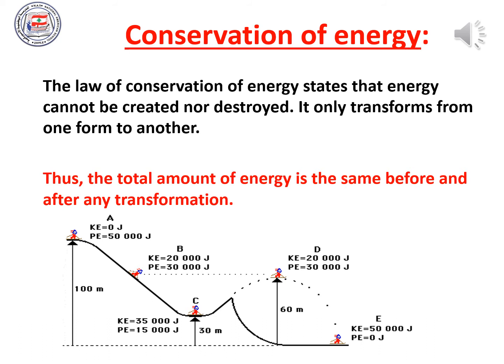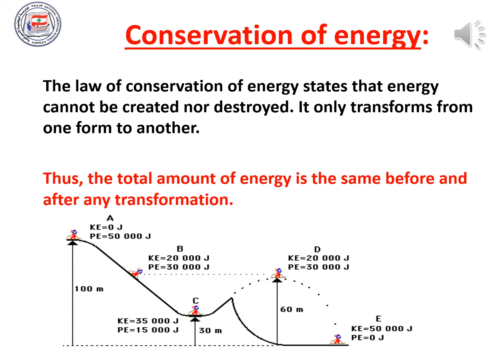So whenever you see that one kind of energy is lost, it doesn't mean that this energy is destroyed. It only means that this energy changed from one form to another. Thus, the total amount of energy is the same before and after any transformation. Whenever we have a transformation, all the energy included in this transformation remains the same before and after.